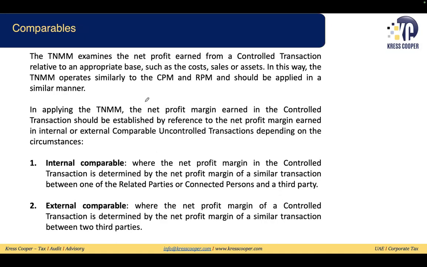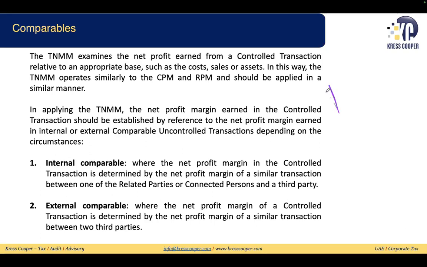We know NPI. NPI is basically net profit, net margin divided by base. Base can be sales, it can be assets, or it can be cost. Now we need to compare the NPI with the internal comparables or with the external comparables. Internal comparable means any group company or the same party selling goods or services to an independent or third party. What is the NPI for the transaction with the third party? There should be the same NPA for the controlled transaction as well. We have already discussed it so many times.